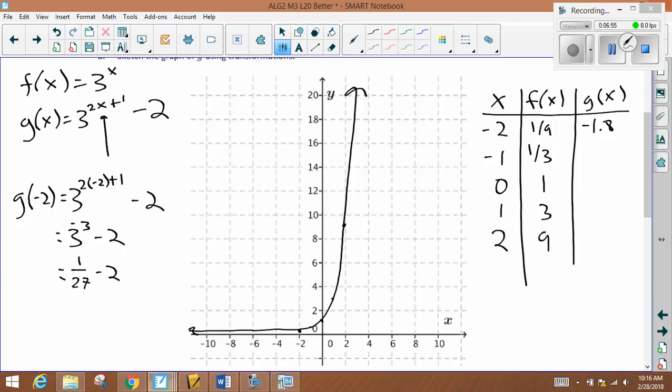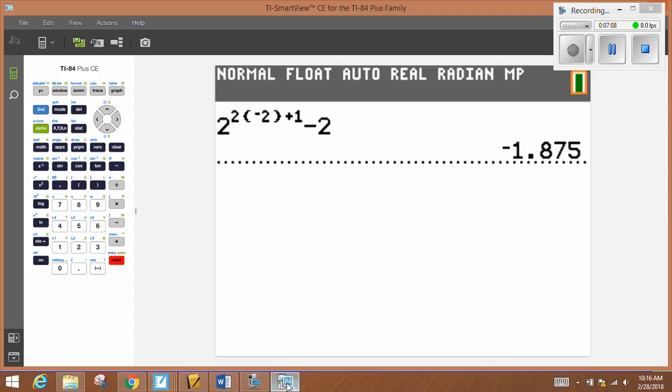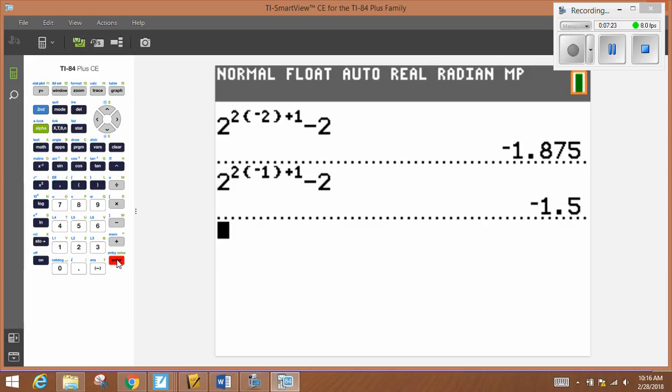Negative 1.875. And the cool thing about doing that with your calculator is that I can put the same entry in, and now I can change that to a negative 1. Here we go. So I can go up here, hit enter, and all I've got to do is change that to a 1, hit enter, and I get the next one. It's negative 1.5.